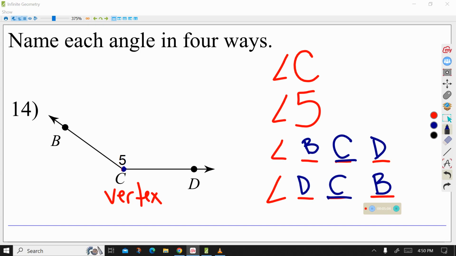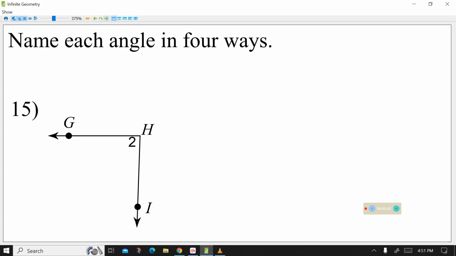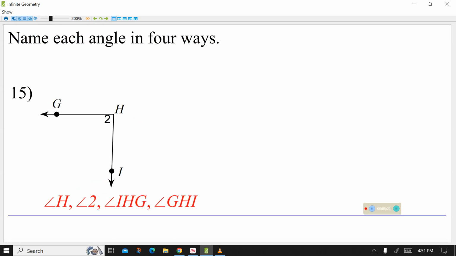So this is the way we name an angle in 4 ways. You're going to have to do a couple of exercises to practice on your own. So if I was you, I'd pause the video and try number 15 right now. And now I'm going to give you the answer. So there we go. We should have angle H, angle 2, angle IHG, and angle GHI.